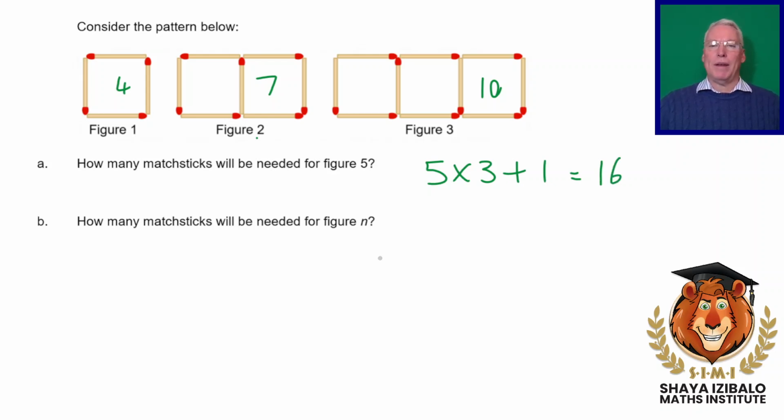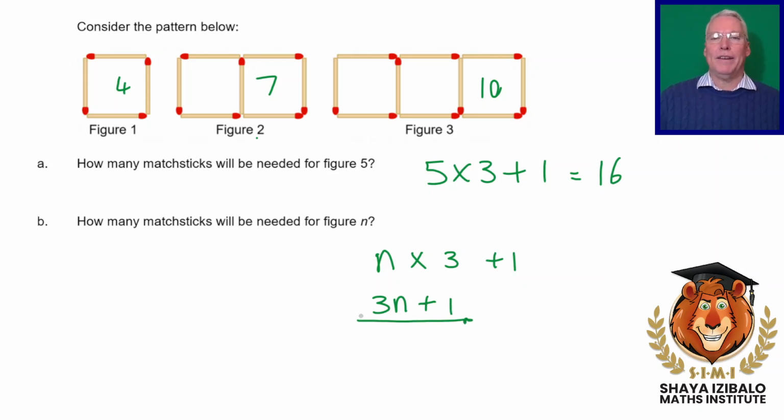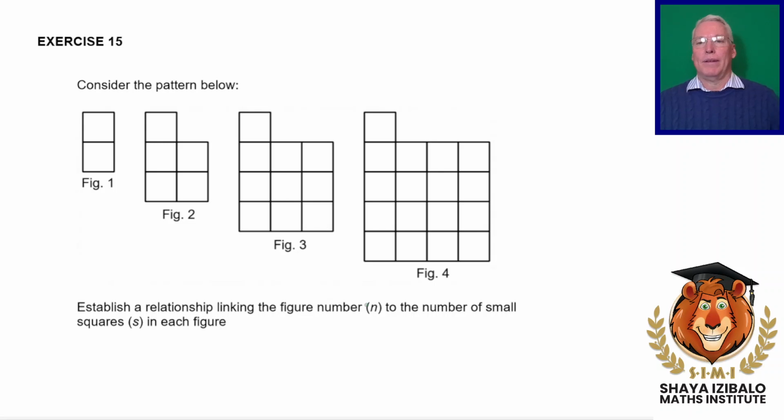What about figure number n? Well, we'd take n, then we'd multiply by 3, and then we'd add 1. Now, we don't normally write this like this. We normally write 3n. That just means 3 times n. And we write the number before the variable. So 3n plus 1.